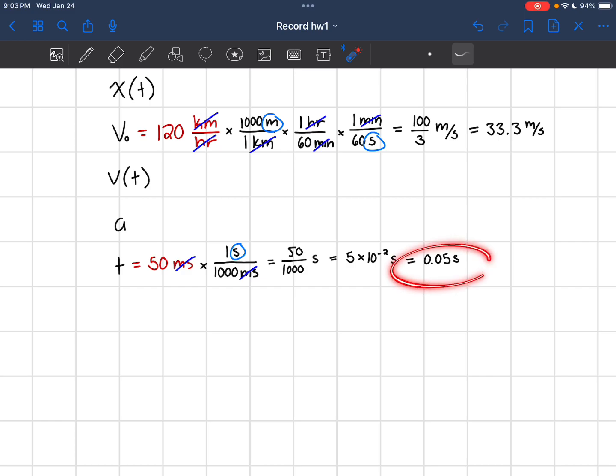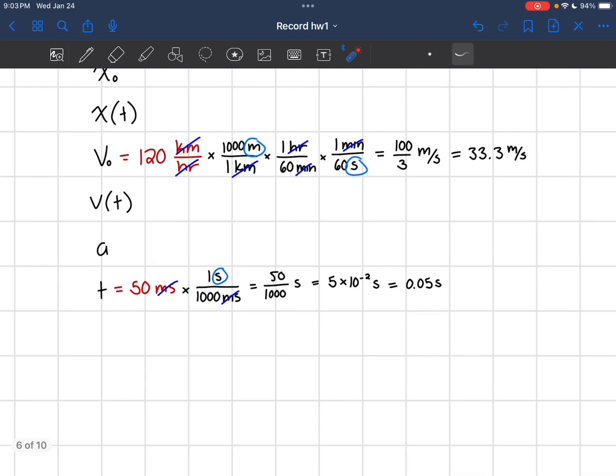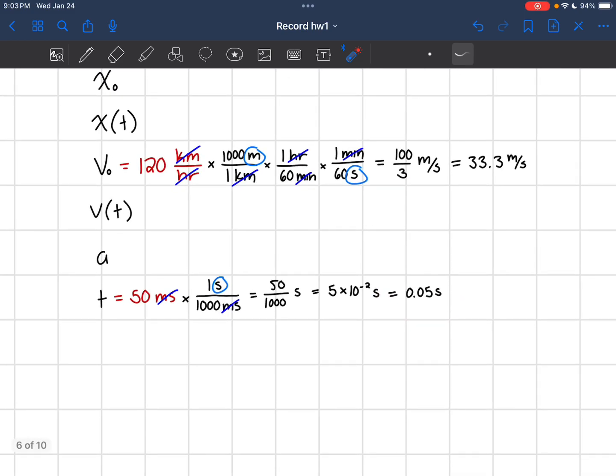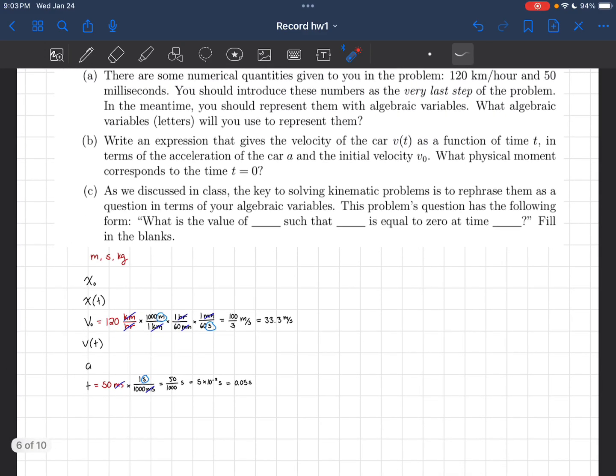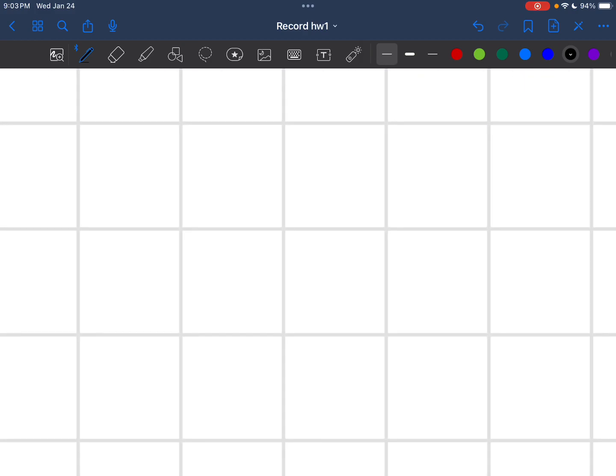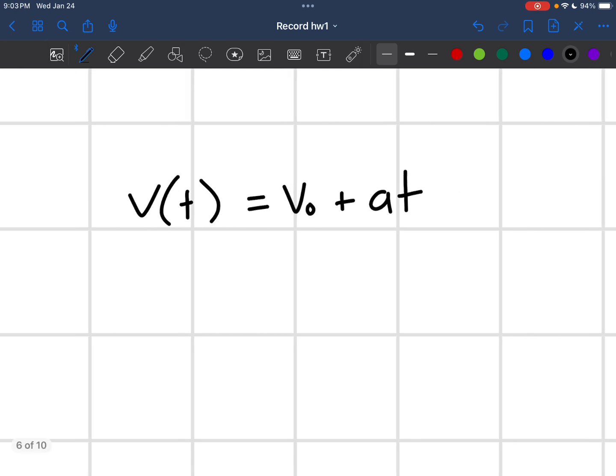So we're going to be using this for our calculations. Again, now that I've converted it, I'm not going to use this number at all. I'm just going to use my base units number. Onward, now we want to write an expression that gives the velocity of the car as a function of time in terms of acceleration and initial velocity. So that's just going to be our kinematics equation. Our v of t is v naught plus at.